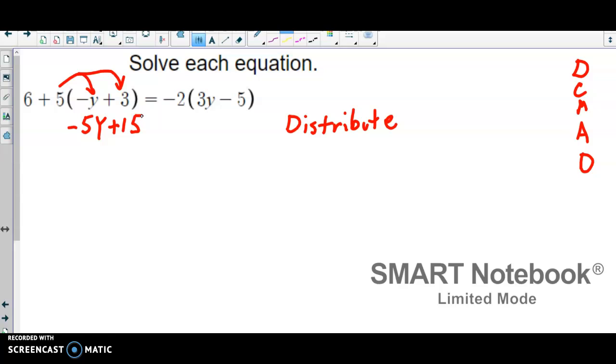15. I got parentheses on the other side, so I'm going to go ahead and take care of that. Got negative 2 times 3, negative 6y. Negative 2 times negative 5, that is a positive 10. Remember, negative times a negative gives me a positive. Now everything else I'm going to bring down. Bring down my equal sign, bring down my 6. First step is done.